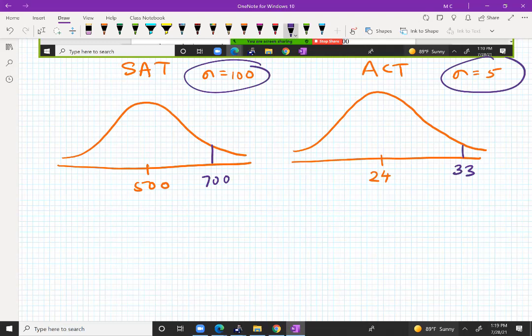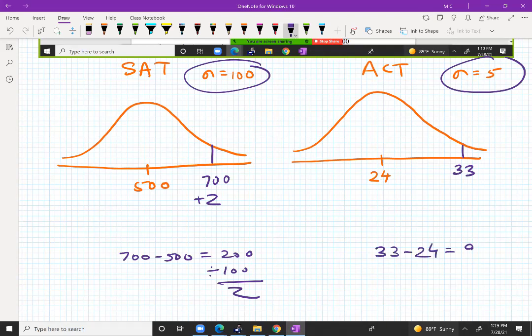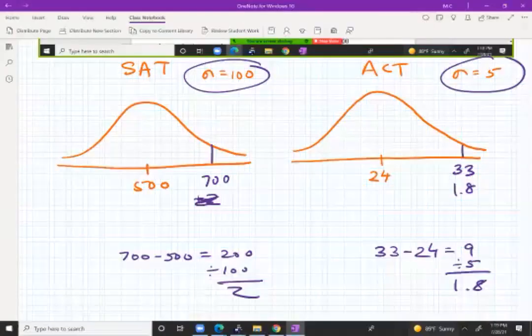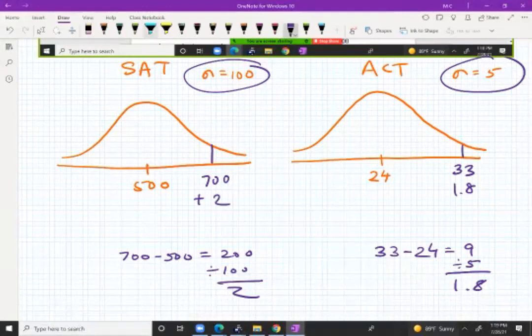So here, 700 minus 500 is 200, divided by 100, you get 2. This is 2 standard deviations above. You do the same thing for ACT: 33 minus 24 is 9, divided by 5, is 1.8. So it's 1.8 above. That means the SAT was better. Make sense? You got to send SAT to the college.